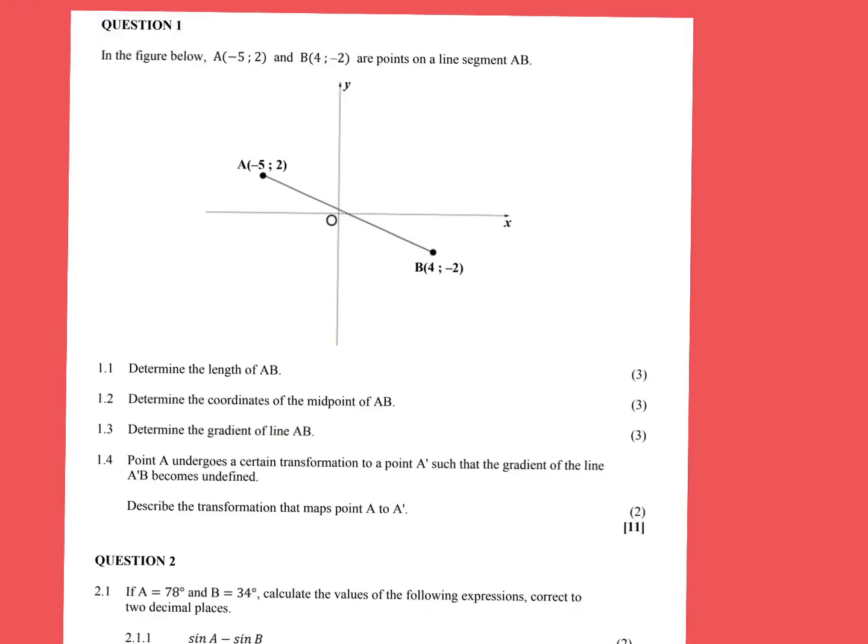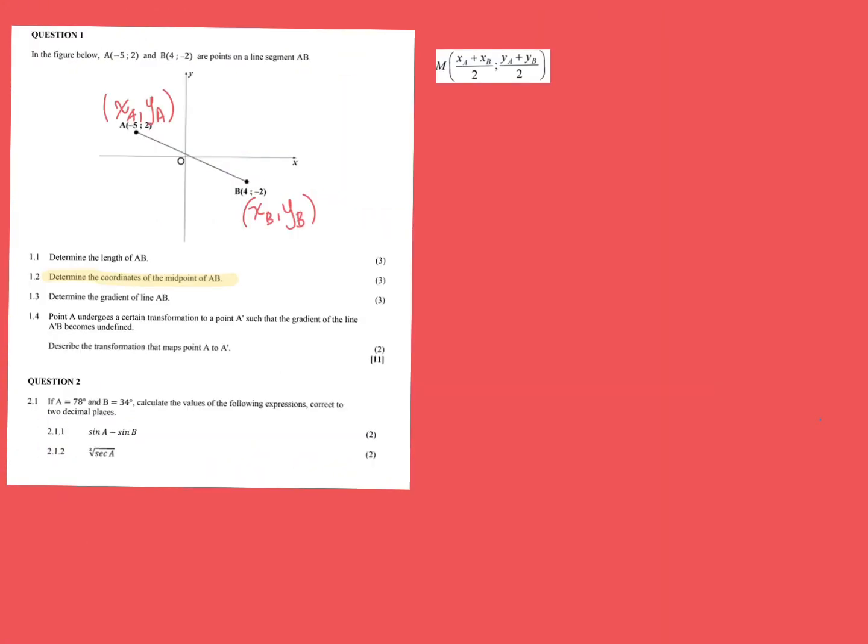Let's move on to the next question, 1.2. 1.2 says determine the coordinates of the midpoint of AB. So this is the formula for the midpoint. Make sure that you know all your formulas. The formula for the midpoint, I think, is quite easy. You take the x coordinates, you divide them by 2. You take the y coordinates, you also divide them by 2. And that is the midpoint.